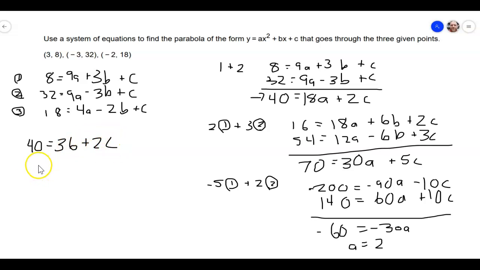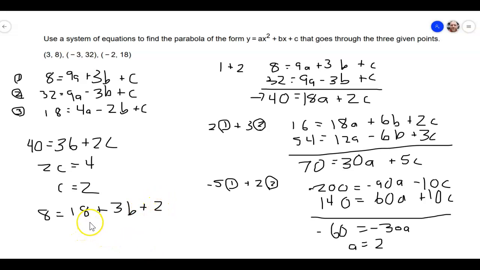And then I'm going to subtract 36 from both sides. So 2c is equal to 4. And c is equal to 2. So now I have that a is 2 and c is 2. And then I can just use one of the original equations. Let's go ahead and use this one right here. So I'll have 8 is equal to 9 times 2 is 18, plus 3b, plus c, which is 2.